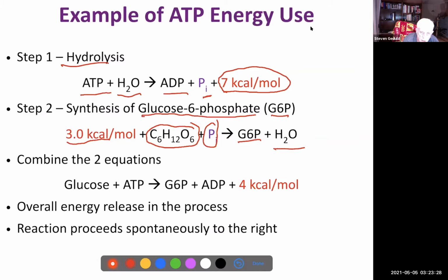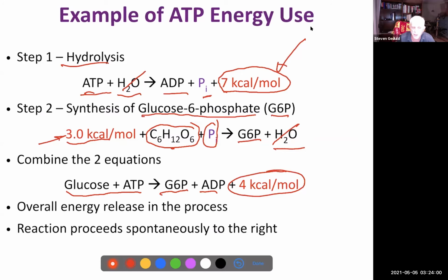So if you take those 2 equations and add them together, you look and there's water on this side, water on this side, so it cancels. So we take glucose plus ATP, which goes to glucose 6-phosphate plus ADP, and we have 7 kilocalories when the bond was broken, and 3 kilocalories was used to make it. So we have a leftover of 4 kilocalories of energy being released. So it's an overall energy releasing process.